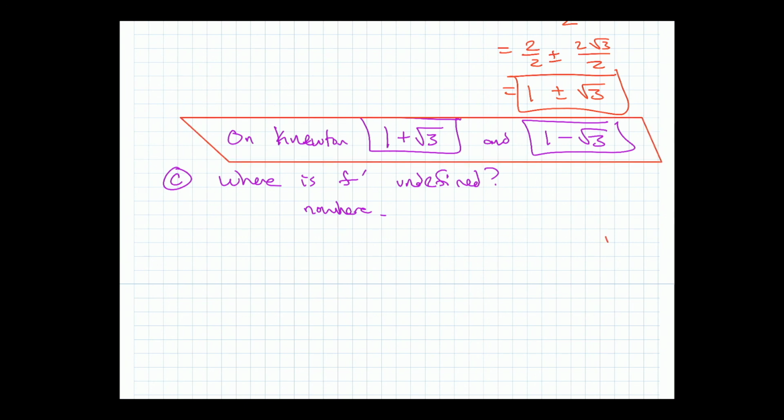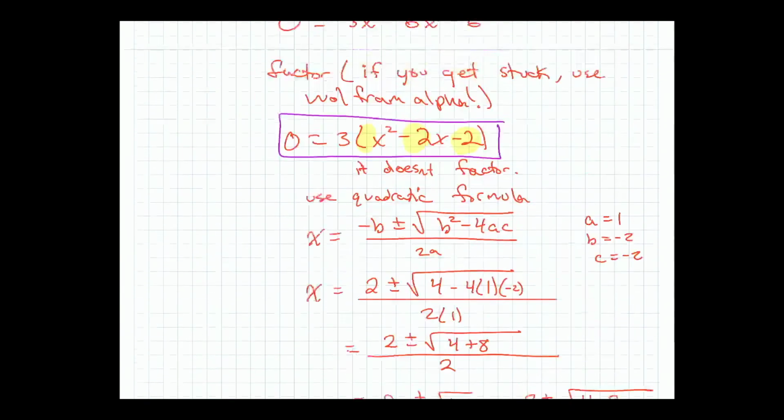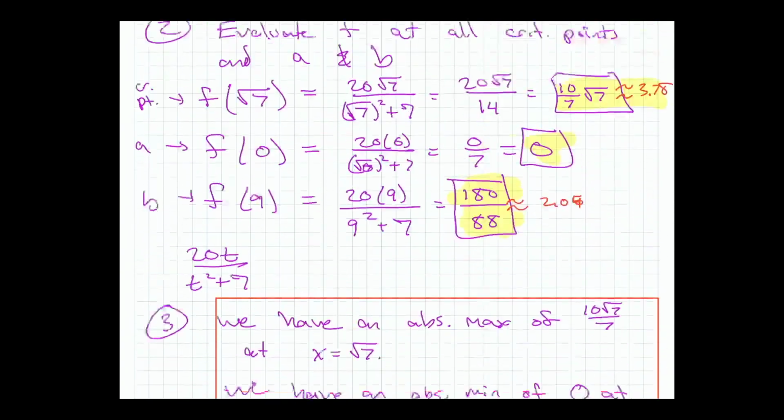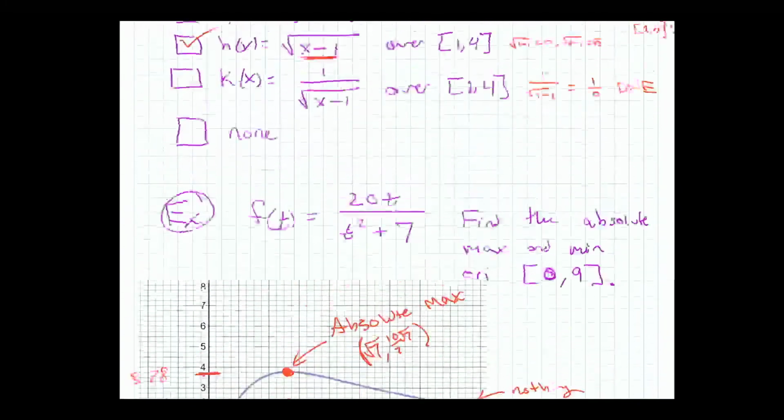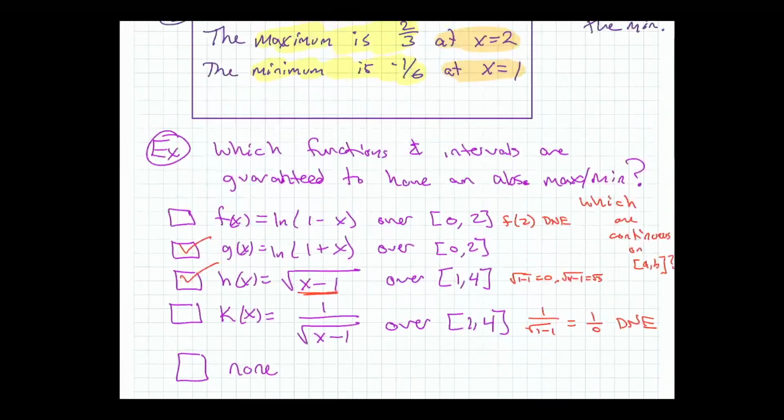Okay. And that is that. So what do we do? Critical points, absolute extrema. That's what we learned about. Absolute extrema on a closed domain, and what are critical points. Okay, so that's it.